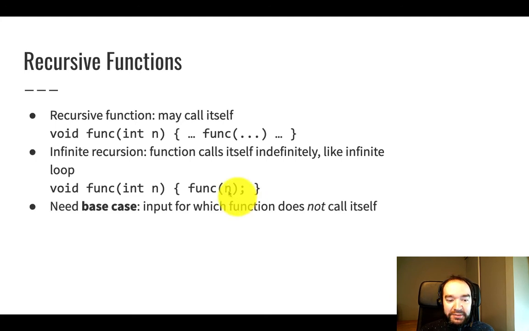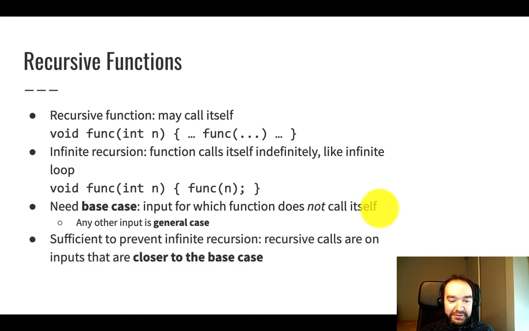So to prevent this, you need a base case. A base case is an input for which the function does not call itself. All of these recursive functions need to have an if that says, if we're in the base case, don't recurse. Otherwise, we're in the general case. We call the general case any input that's not a base case. In the general case, the function may call itself.